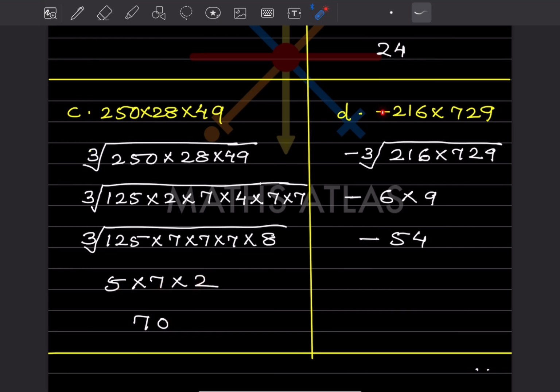Now this minus is as it is, cube root of this 216 into 729. So cube root of 216 is 6, and cube root of 729, that will be 9 into 9 into 9, that will be 9. So that is going to be minus 54.